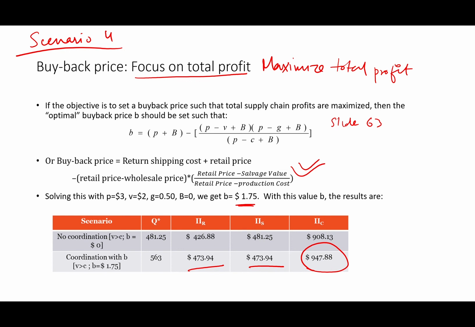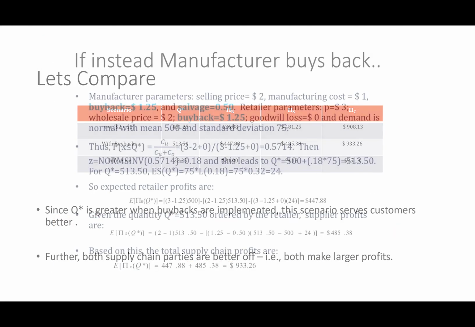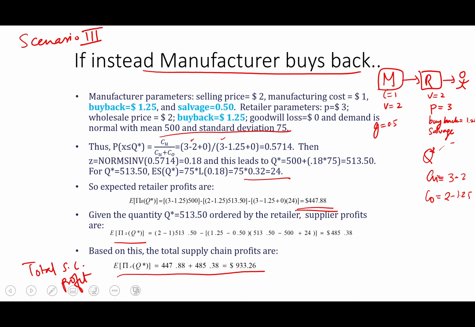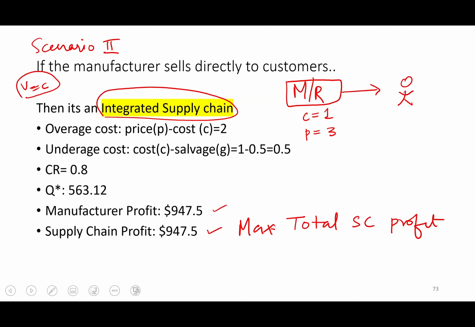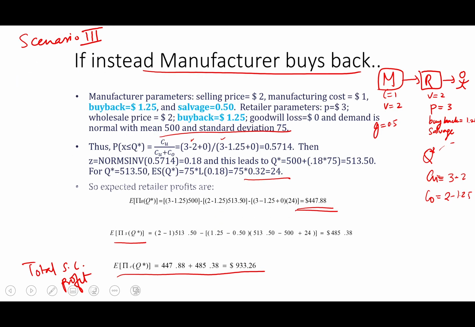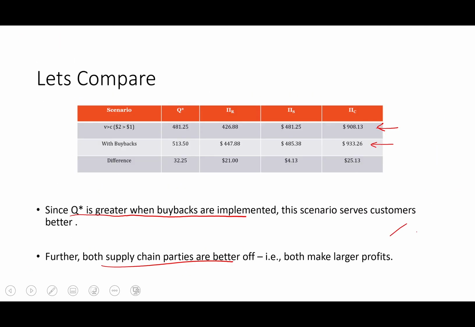Okay, and you will see that this 947 is actually equal to this, the total supply chain profit when the manufacturer was selling directly to the customers, or when the supply chain was integrated. All right, so you can see that.